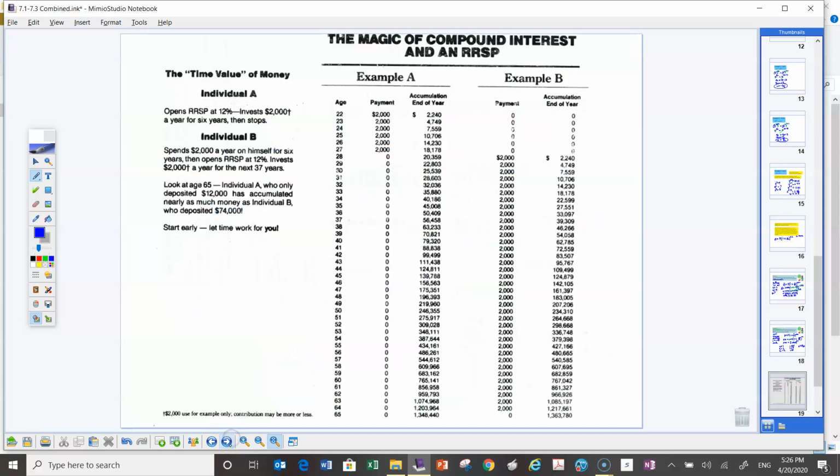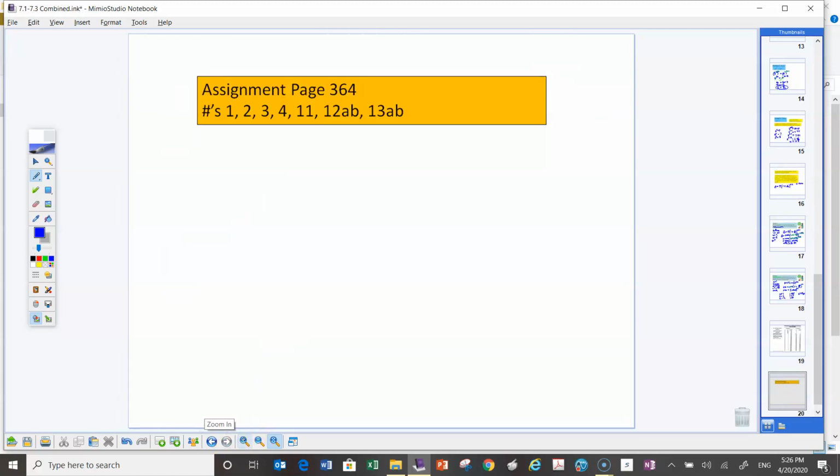Okay, I hope that makes sense. There's your assignment today from page 364. If you have any questions, feel free to send me an email.